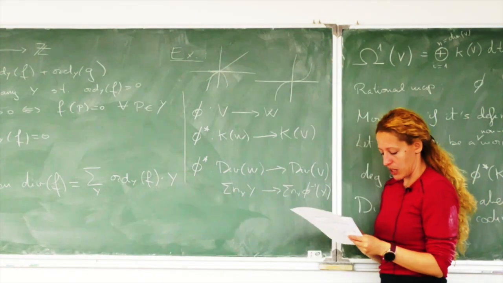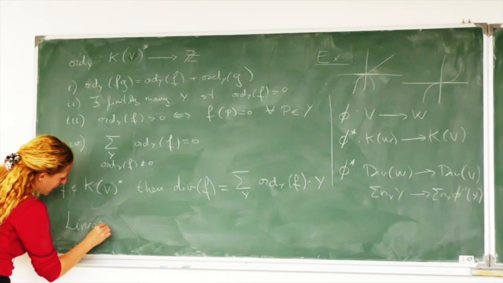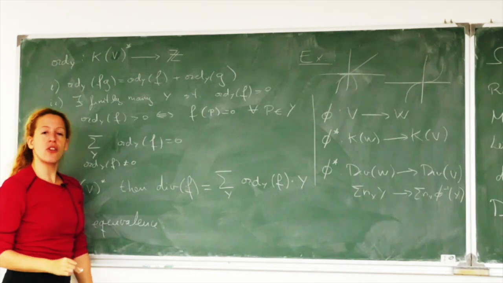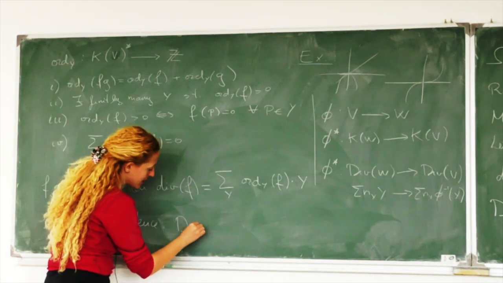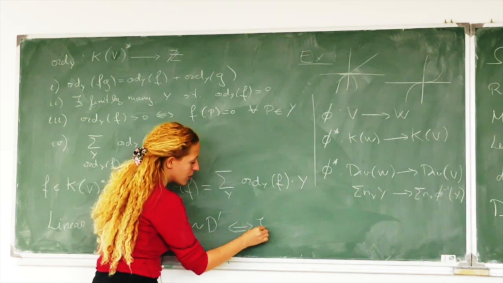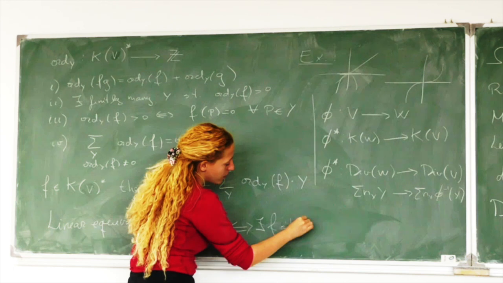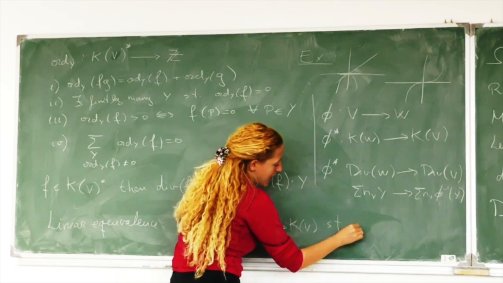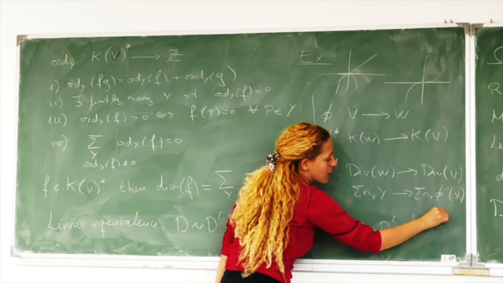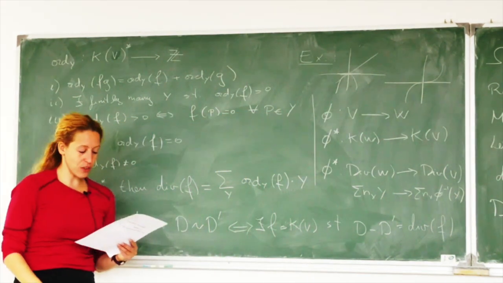And this is going to be very useful. So we are going to define now the linear equivalence on divisors. This is going to be an equivalence relation that says that two divisors are equivalent. We define it in this way: if and only if there exists a function on the variety such that the difference of the two divisors is equal to the divisor associated to this function. So this is the definition.